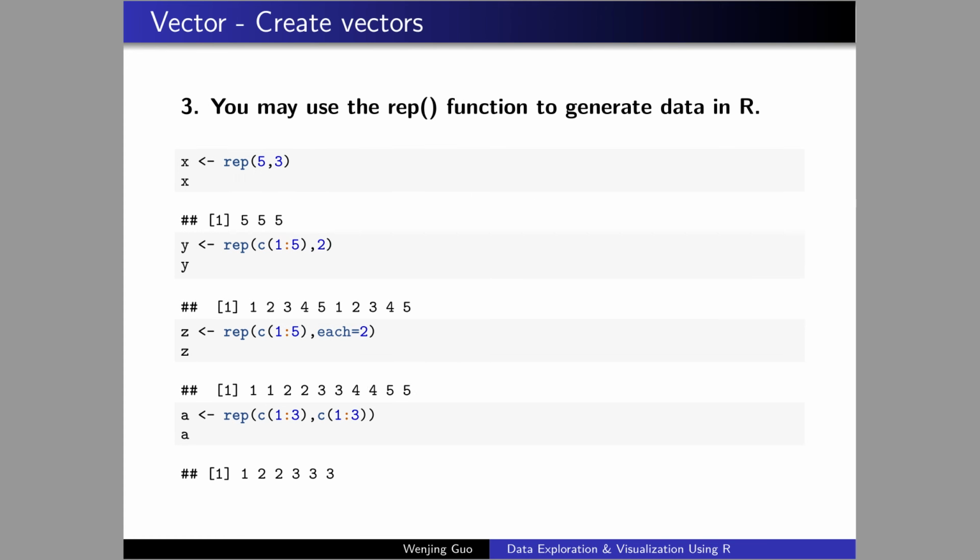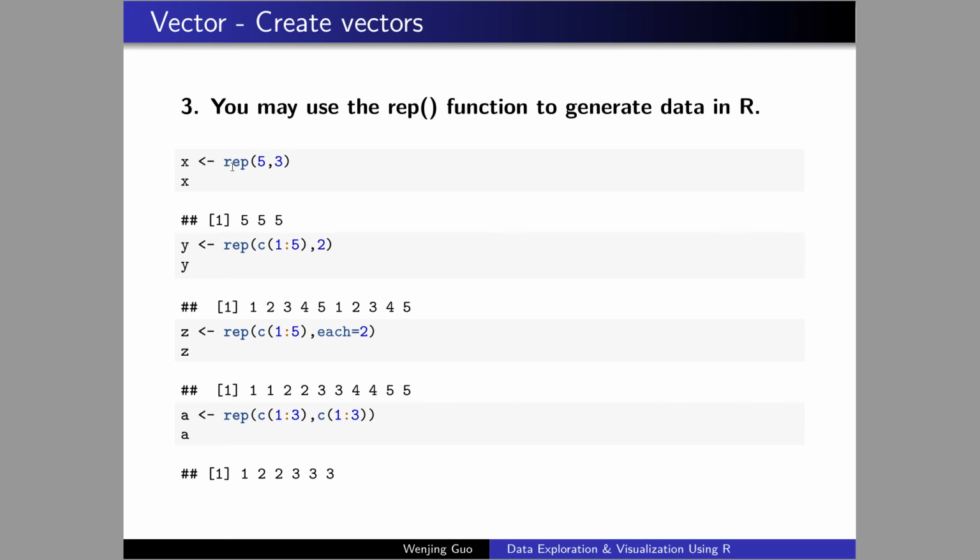The other commonly used function to create a vector in R is the rep function. The rep function allows us to replicate a value several times. The first input of the rep function is the value we would like to repeat. The second input is the number of times to repeat.